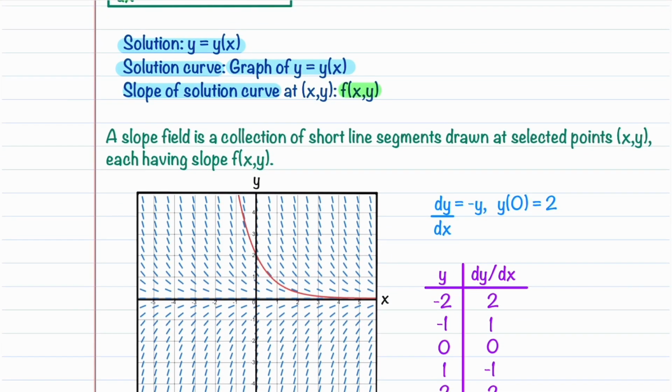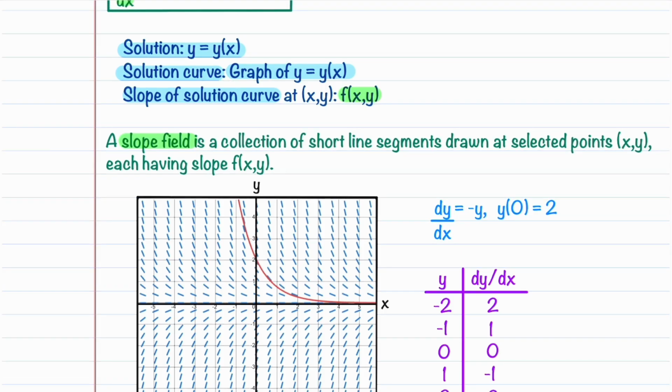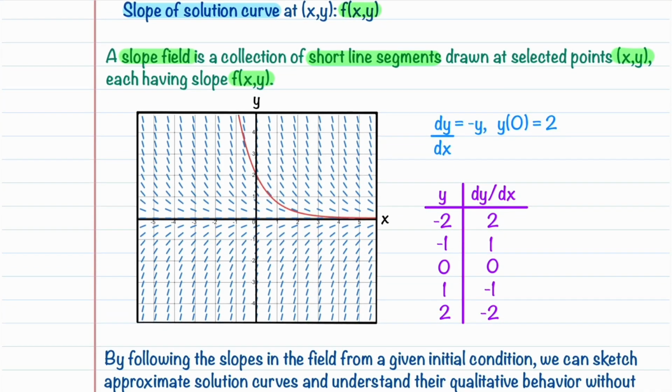Since the slope can depend on x and y, it may change for different values of x and y. A slope field is just a collection of these different values that are short line segments drawn at selected points x, y, each having a slope f of x, y. Let's look at an example to see what this looks like.